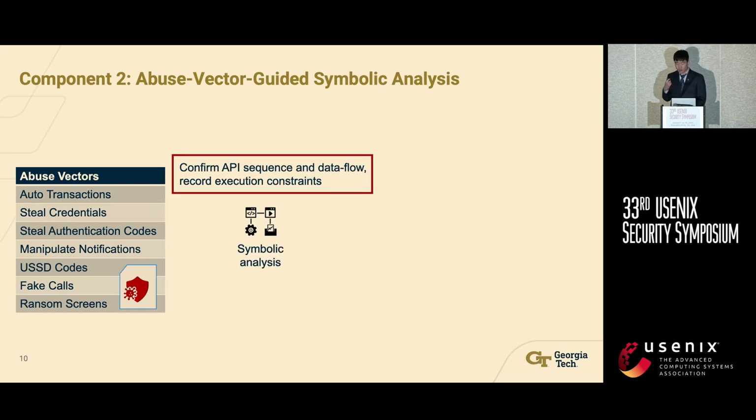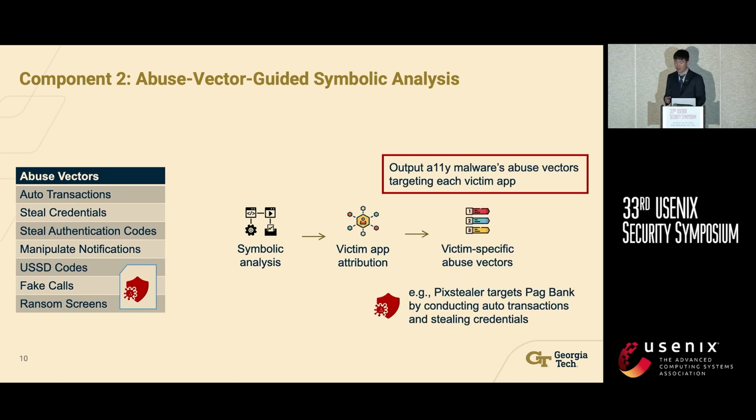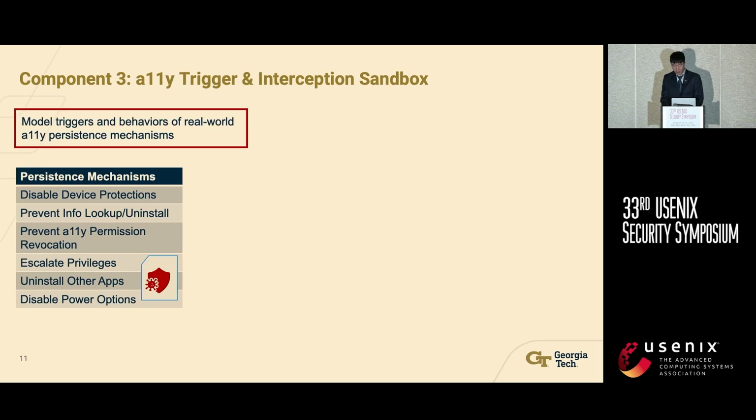So to confirm the API sequence and data flow, we use symbolic analysis and record the execution constraints of each path. And then we use the solved execution constraints to attribute those abuse vectors to the victims. And finally, Diva outputs a victim-specific abuse vector report. For example, in the pig stealer case, we say it targets PegBank by conducting automated transactions and stealing the user's credentials.